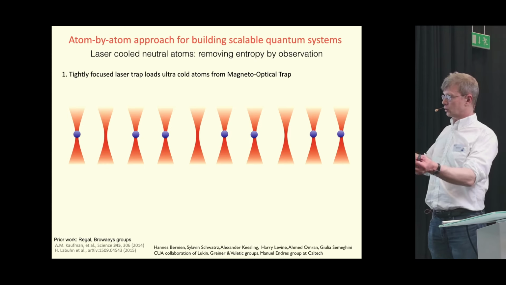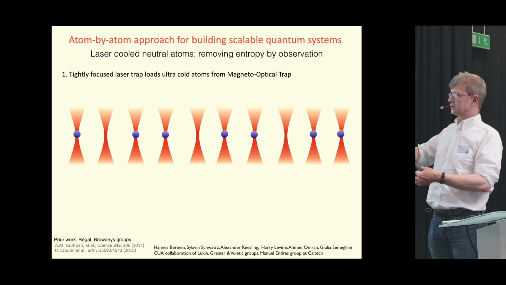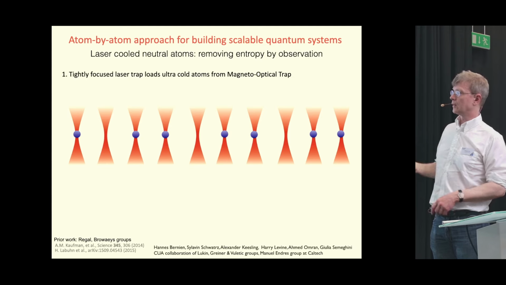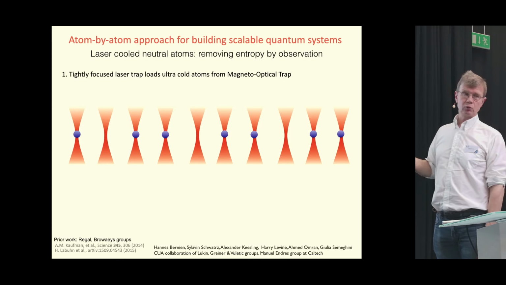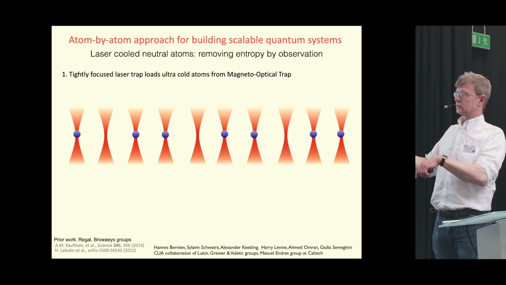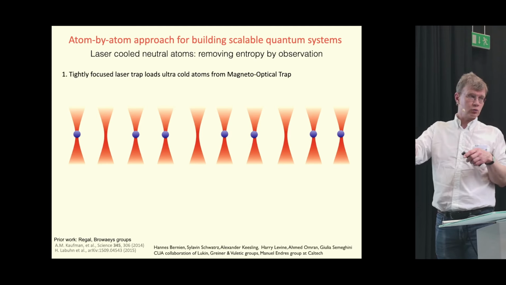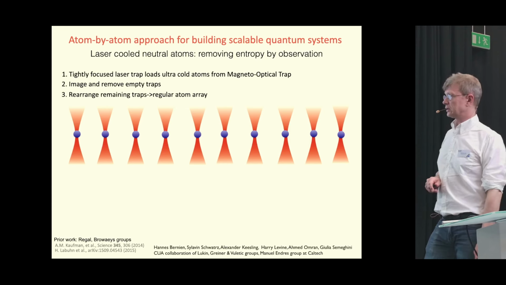So if you take a system of cold atoms, for example from optical molasses, and just load them, you will end up with a system where some traps are full and some are empty, as shown here. So the system has an entropy. One way to get rid of this entropy is to take a picture of the system of traps and figure out which traps are full and which are empty. Then, once you know where the atoms are located, you can either move them around, or you can remove some traps and rearrange the rest in any desired configuration.